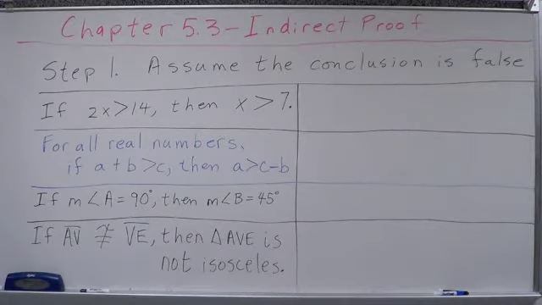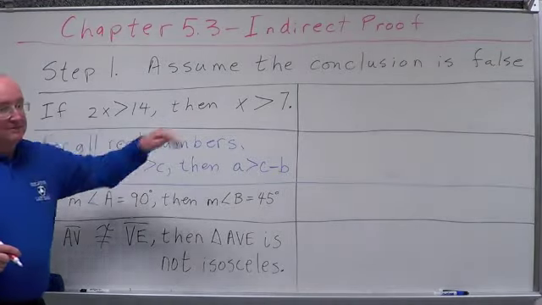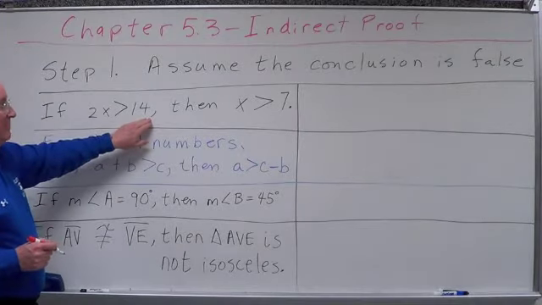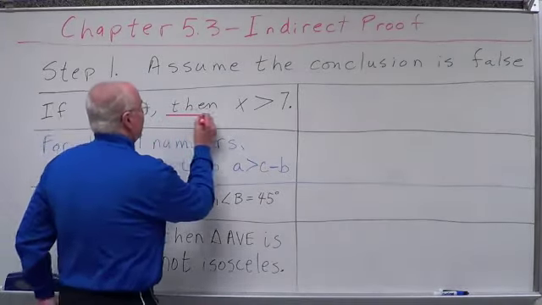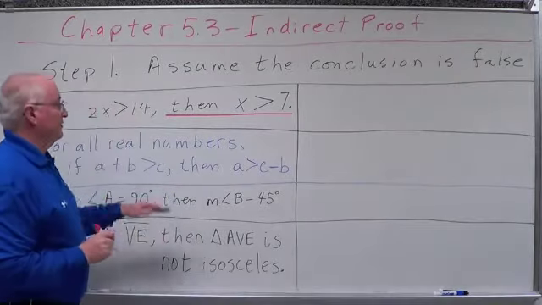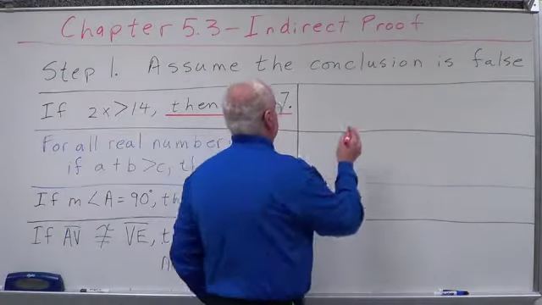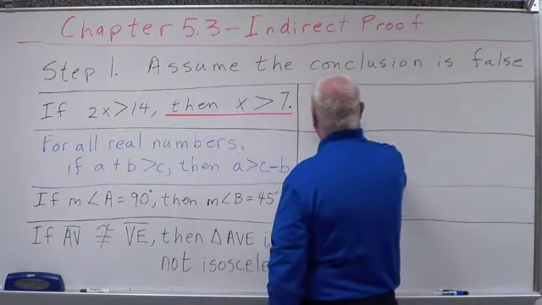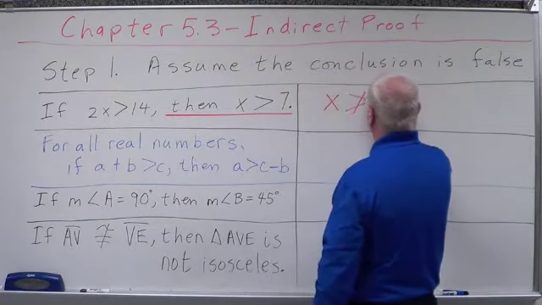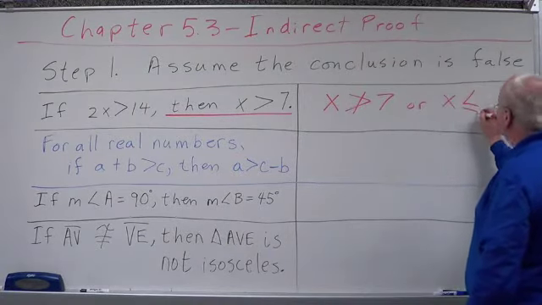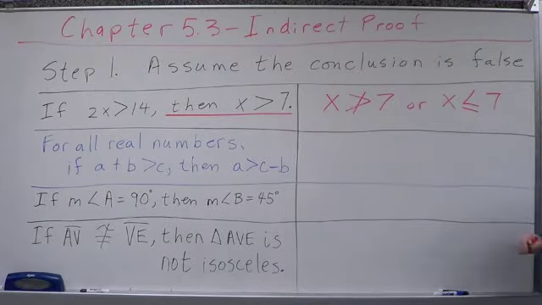Let's see how we set up step one, and that is that we assume the conclusion is false. So, let's take an if-then conditional statement. This right here is the hypothesis. This right here is the conclusion. So we want to assume that this is false. How do we make this false? Two ways. X is not greater than 7, or X is smaller than or equal to 7.